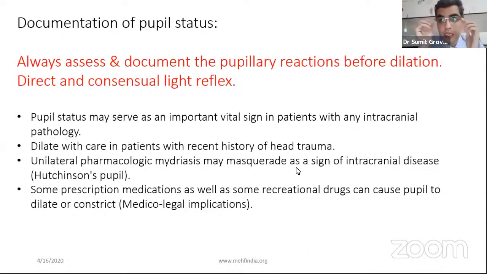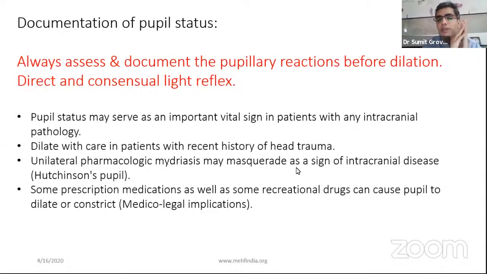Direct is when we throw a light into the right eye and the pupil of the right eye constricts, and in consensual, the left eye also constricts because of the ciliary ganglion and Edinger-Westphal nucleus. The neurons cross over to the other side. Pupillary status is a very important vital sign in patients with any intracranial pathology. Dilate with care in patients with a recent history of any head trauma.